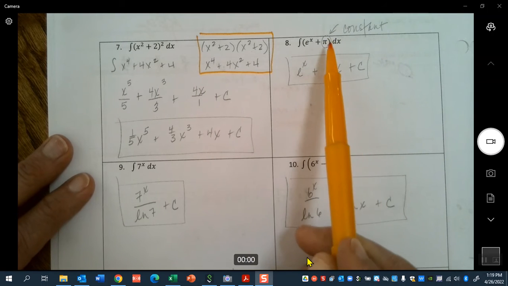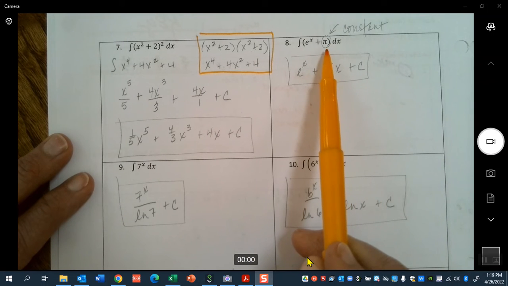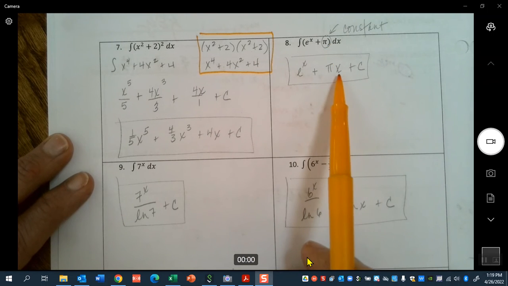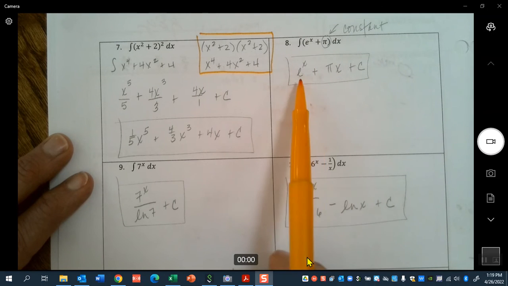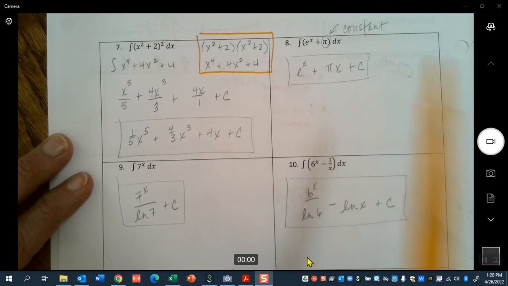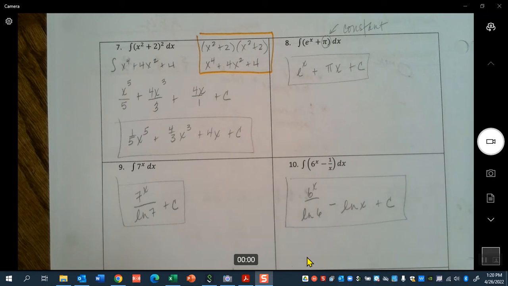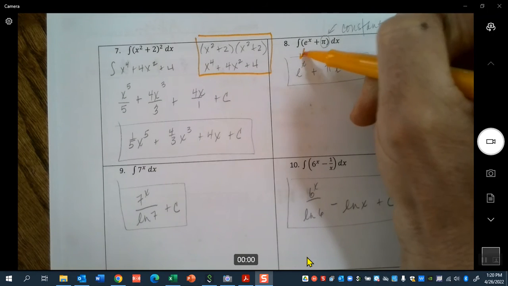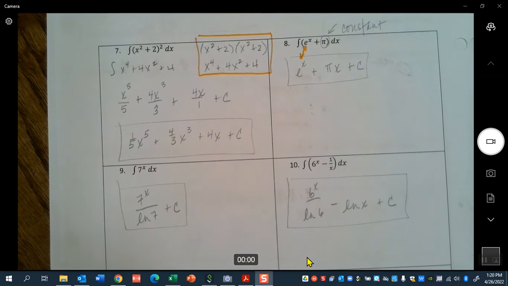In this next one, pi is a constant. So it's going to end up with an x. The derivative of e to the x is e to the x. And then don't forget your plus c. Or the integral of e to the x and the derivative. So this goes back and forth both ways. All right.